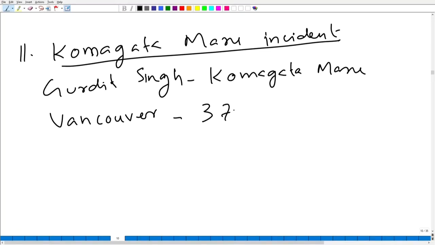During its way, many Gadhar leaders visited the ship Komagata Maru, delivered lectures and distributed pamphlets. The number of people on the ship was 376. This ship sailed from South Asia to Vancouver on the Canadian coast. On reaching Vancouver in Canada, the ship was not allowed into the port. Police cordoned off the ship.